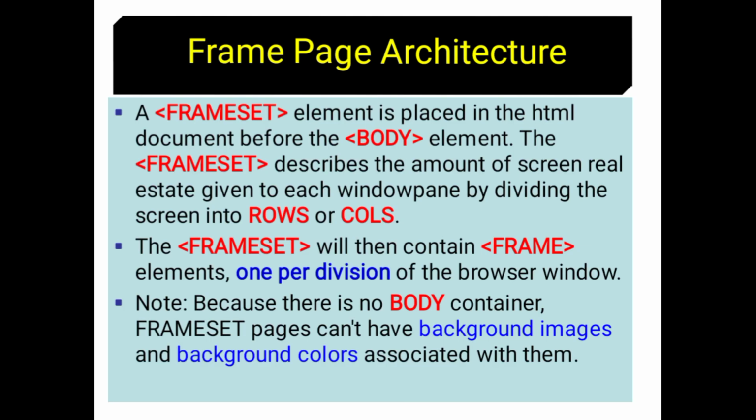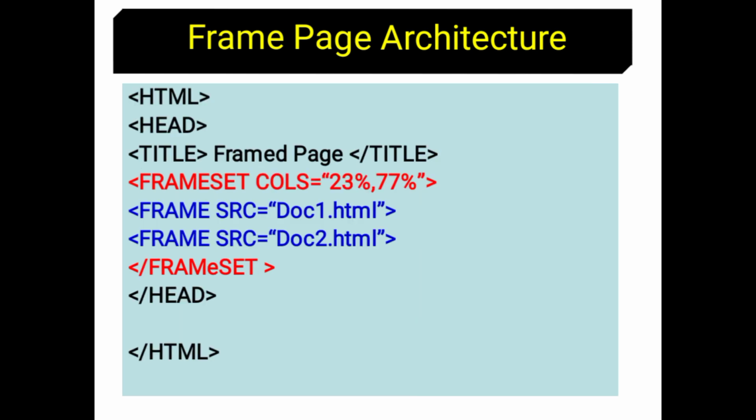Frame-based architecture. A frameset tag element is placed in the HTML document before the body tag element. The frameset describes the amount of screen real estate given to each window pane by dividing the screen into rows or columns. A frameset contains frame elements, one for each division of the browser window. Because there is no body container, frameset pages can't have background images and background colors associated with them.